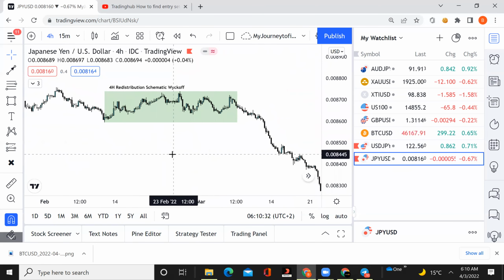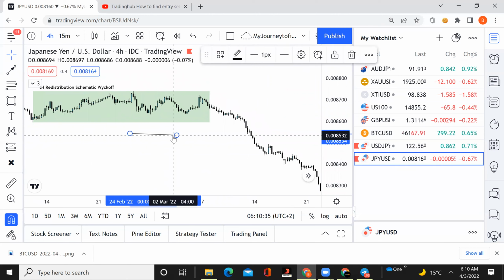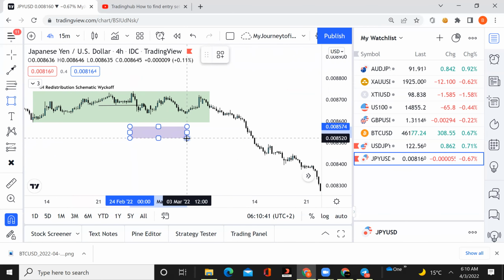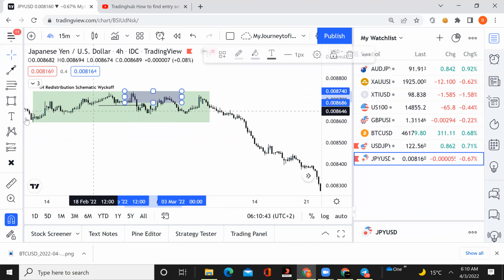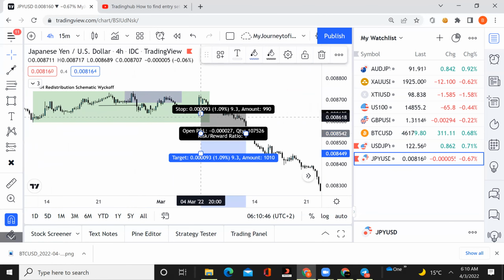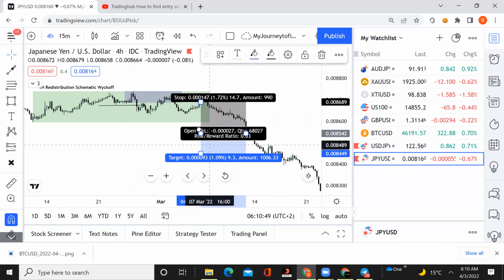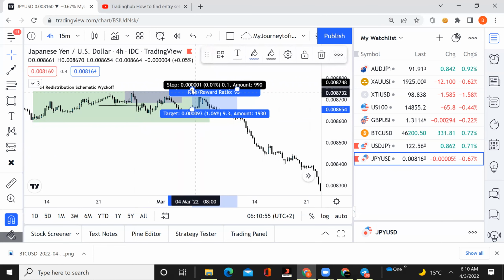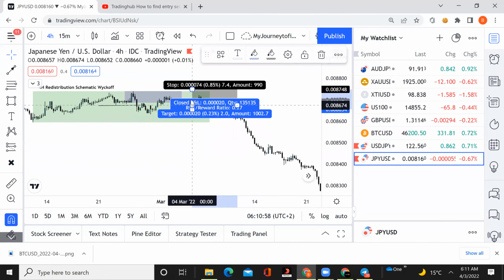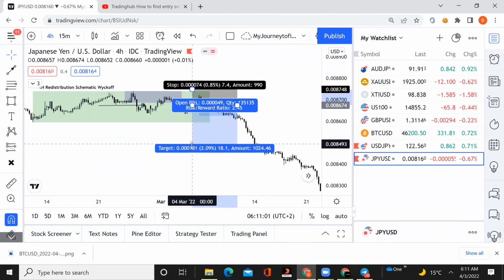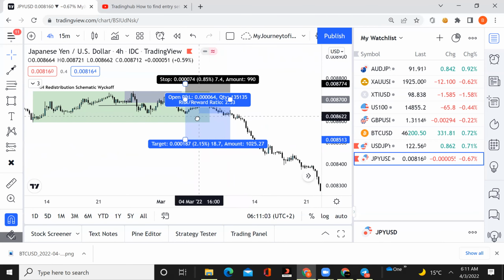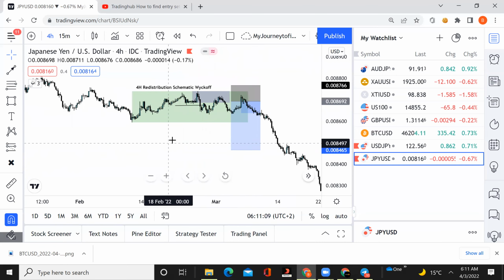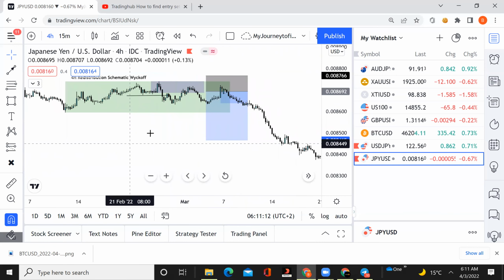So here we had the same idea. We broke structure to the downside. We then formed our pattern, our order block. We sold, and we aimed about 1:3. You'll see we easily met our take profit target.